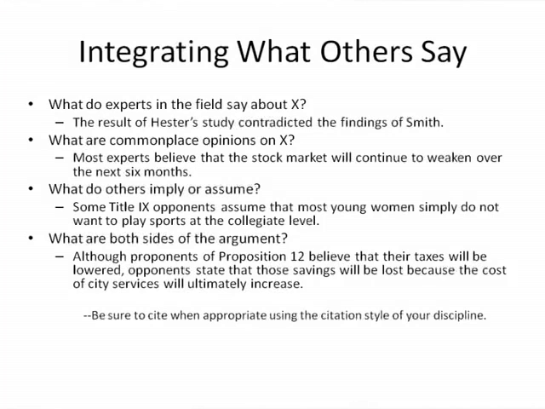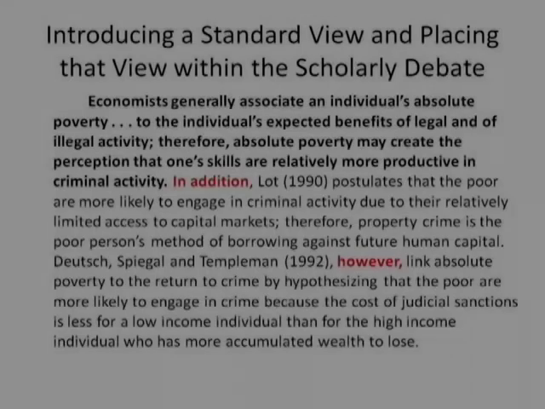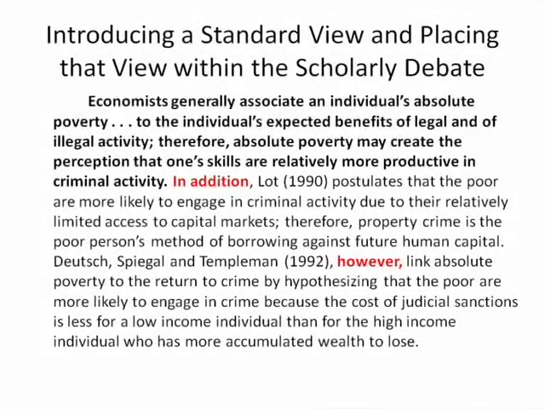Now, I didn't put any citations in here. Of course, you're going to cite your sources. I'm going to show you. This is from the economics piece. Here's an example from a real journal article, a real lit review, that starts with one of those standard statements and then leads to placing that statement into the larger conversation. And it says, economists generally associate an individual's absolute poverty, I left out some of the stuff, to the individual's expected benefits of legal and illegal activity. Therefore, absolute poverty may create the perception that one's skills are relatively more productive in criminal activity.